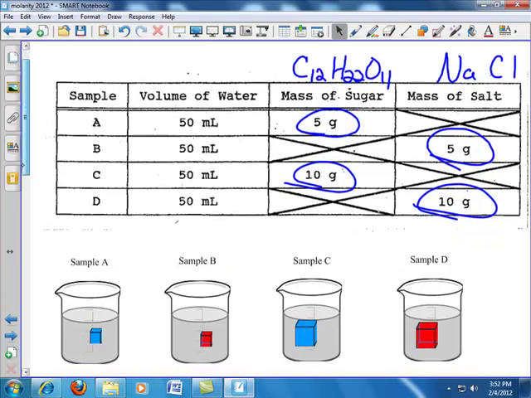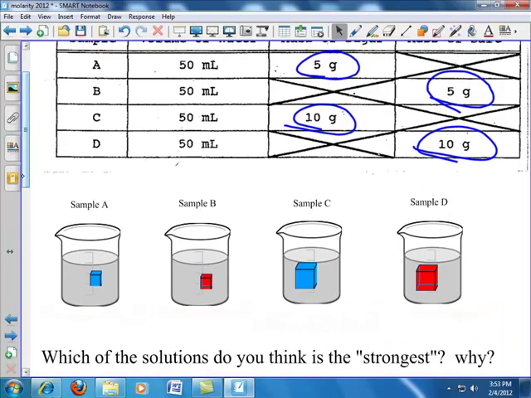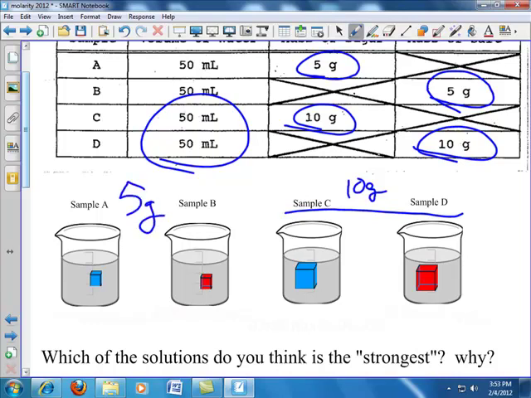Now, when I put those in there, the first question I'm going to ask you is, which one do you think is the strongest? And you might have a hard time picking this out. You might be saying, okay, well, C and D both had 10 grams in the same volume of water, because everything is the same volume of water. So because there's 10 grams here, you might think, well, it's hard to choose. Those two should be the strongest. These two each had 5 grams. Those two should be the weakest.